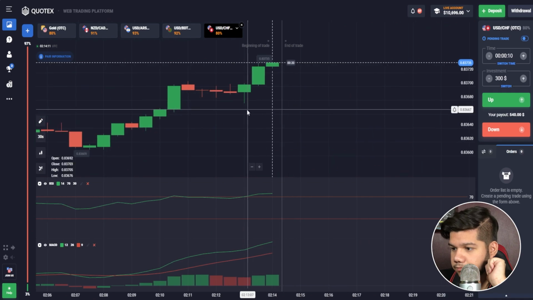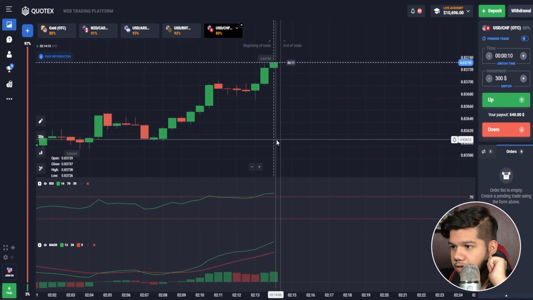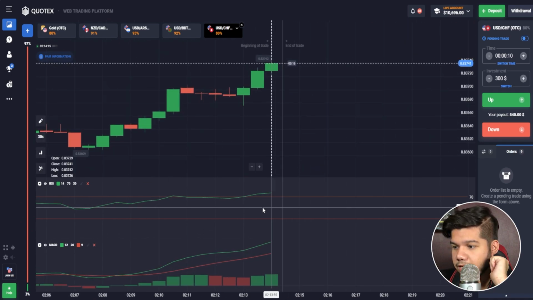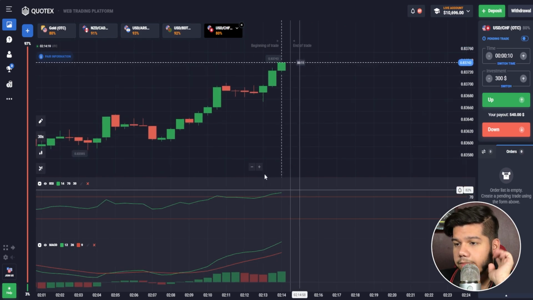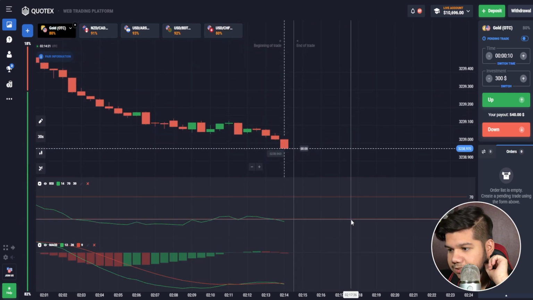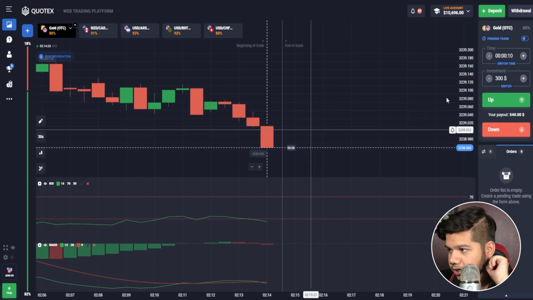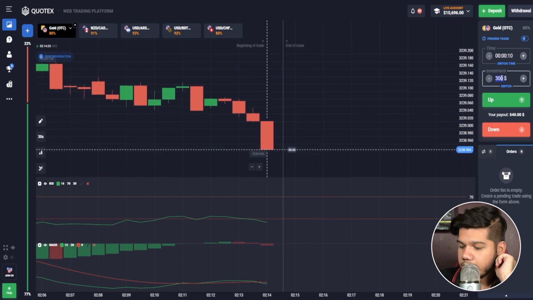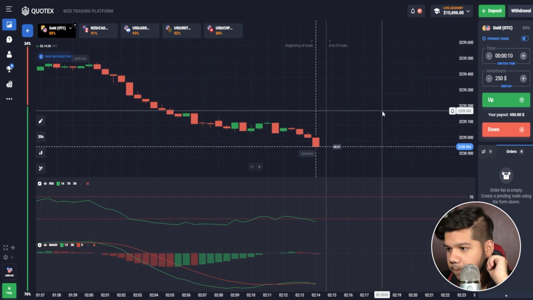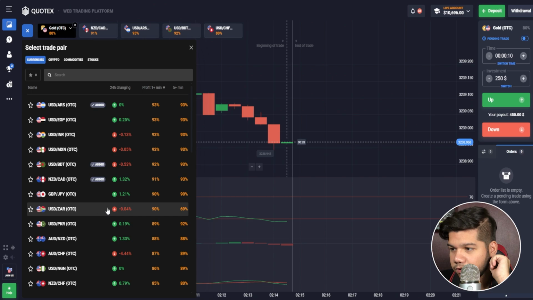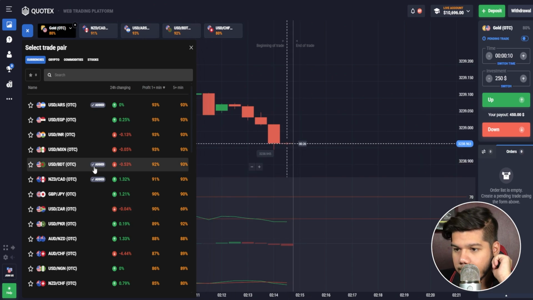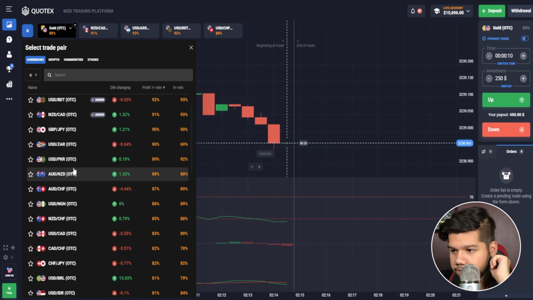So right now, this pair seems a little bit suspicious because the RSI is in the overbought region and the MACD is showing green volume. We're going to avoid this pair. Let's see where gold is going to go. I am lowering my risk to $250 this time. And gold is not suitable for the trade currently. Let's find another pair.